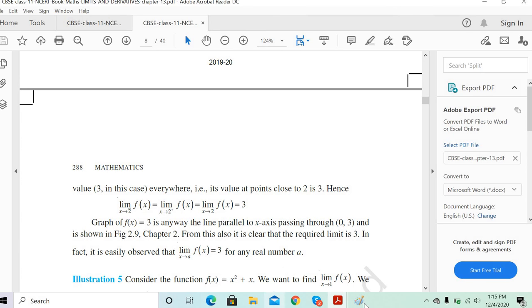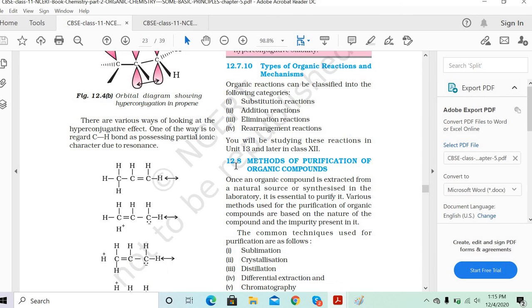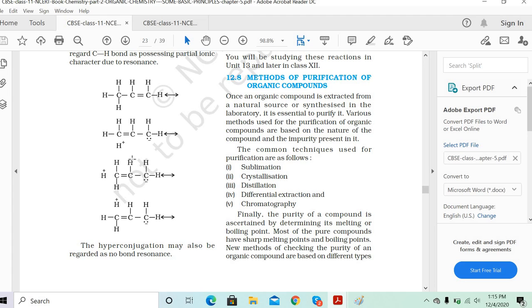Okay, good. Now let's understand hyperconjugation. In the propene structure, the first structure which you have drawn is a normal structure. We have the double bond in the second and third carbon atom, right? When you count from the left hand side, or first and second from the left hand side, the double bond is there.